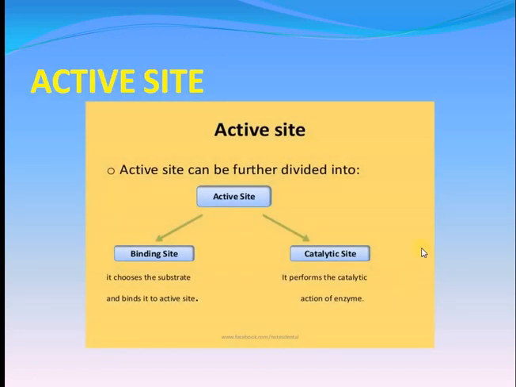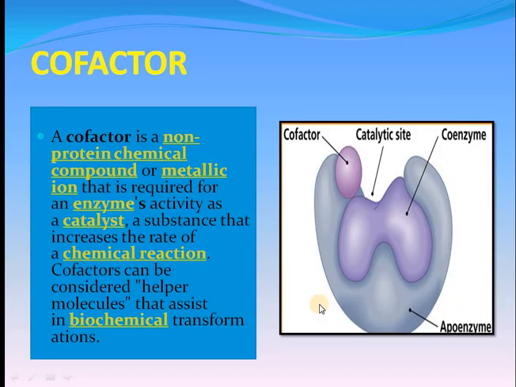Now the next is the active site. Here is a flow sheet diagram. Here is the active site. The active site can be further divided into two functional regions. The one is the binding site and the other one is the catalytic site. Now what is the function of the binding site? It chooses the substrate and binds it to the active site. The next is the catalytic site. It performs the catalytic action of the enzyme.